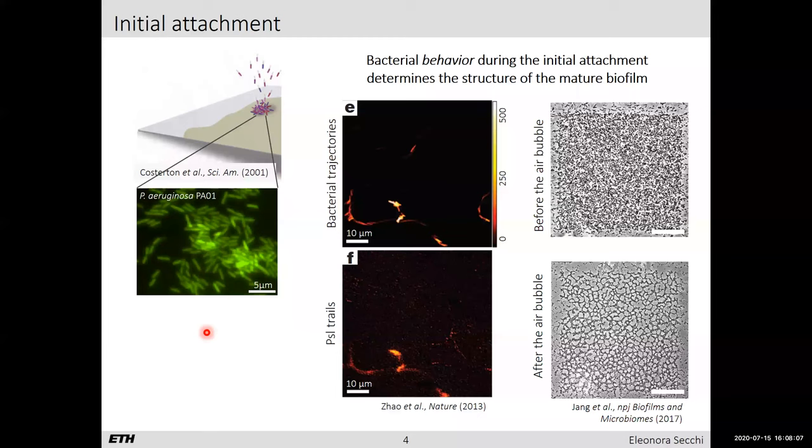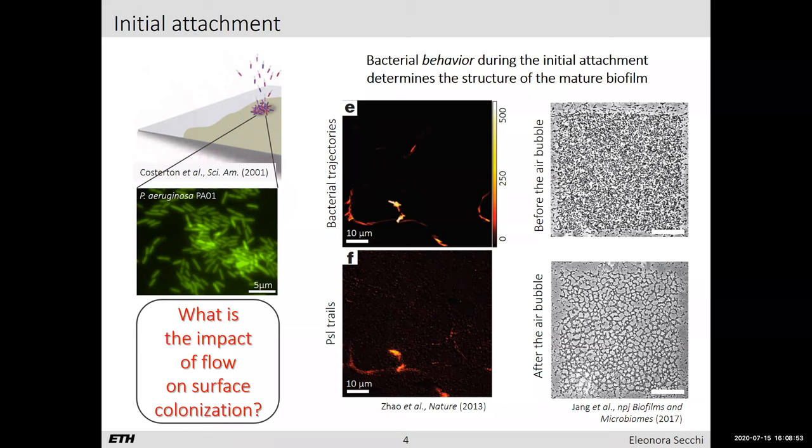In addition, the biofilm matrix, so the polysaccharide, confers mechanical resistance to the biofilm. So in this case, biofilms before and after an air bubble tried to disrupt them were studied. This is an early stage biofilm. And what we can see is that after a bubble passes over the biofilm, a characteristic pattern develops. This pattern where the cells remain on the surface can be correlated one-to-one with where PSL is released. So we can really see that how cells behave on the surface at the beginning will create the structure for the resisting biofilm. But as we said, flow is ubiquitous and a lot of systems are in flow. And so it's quite natural to ask what the impact of flow on surface colonization is.